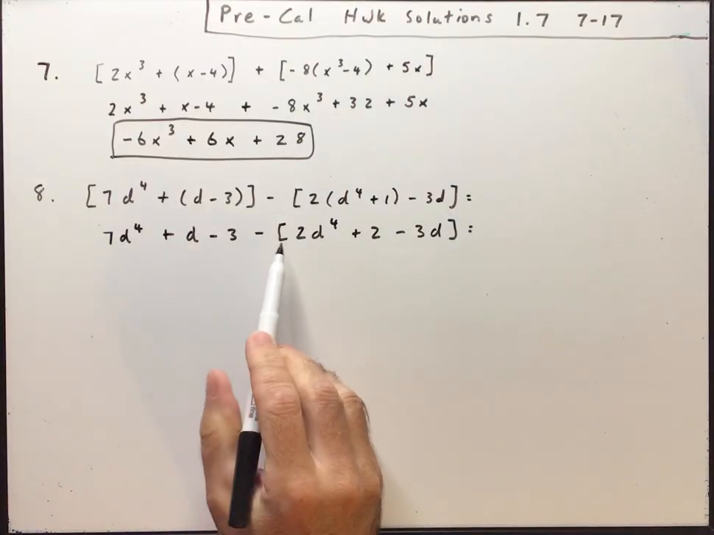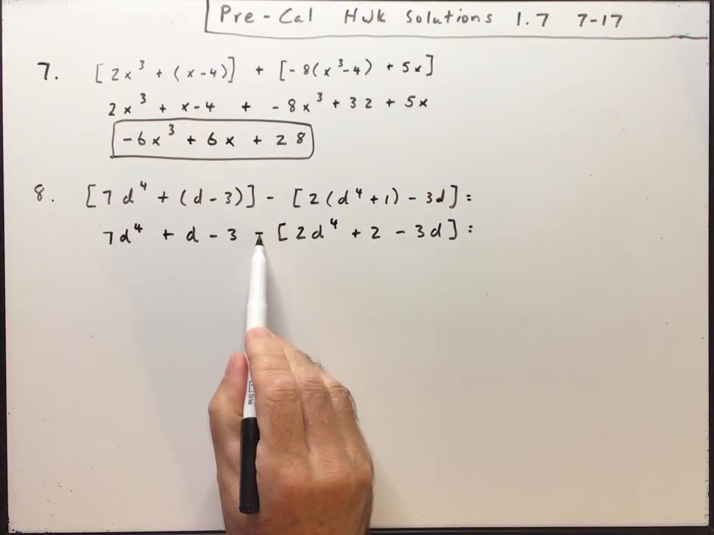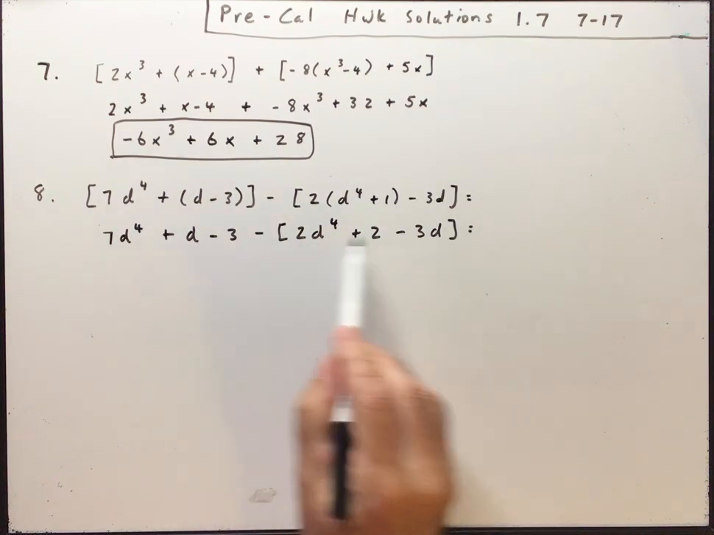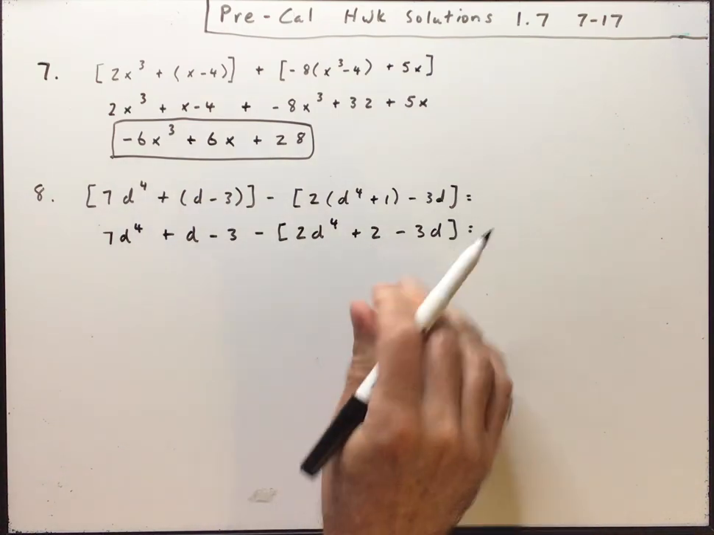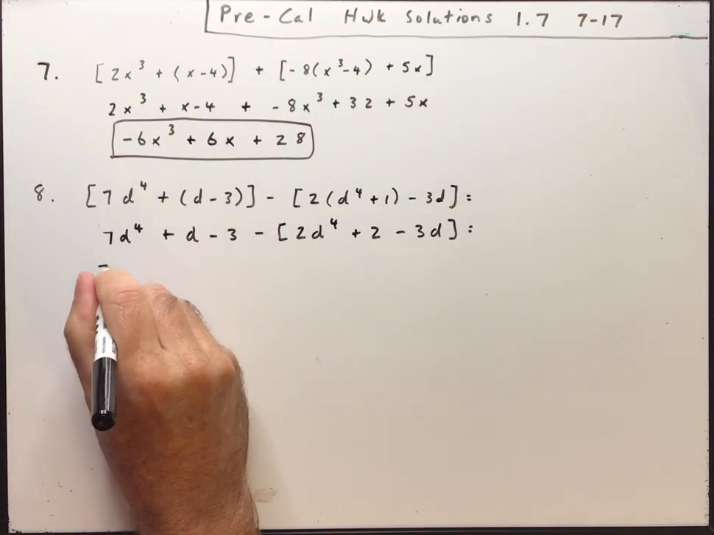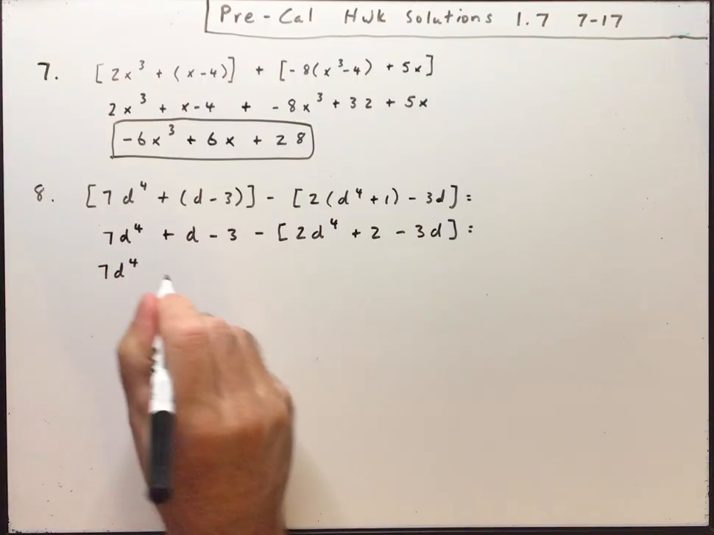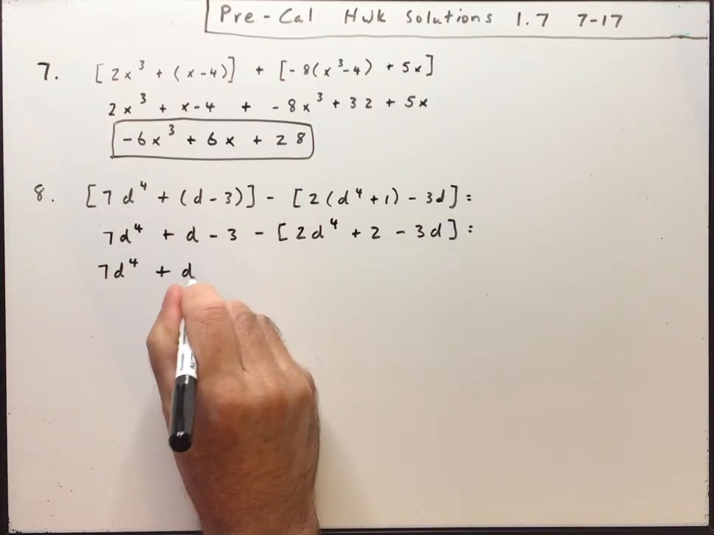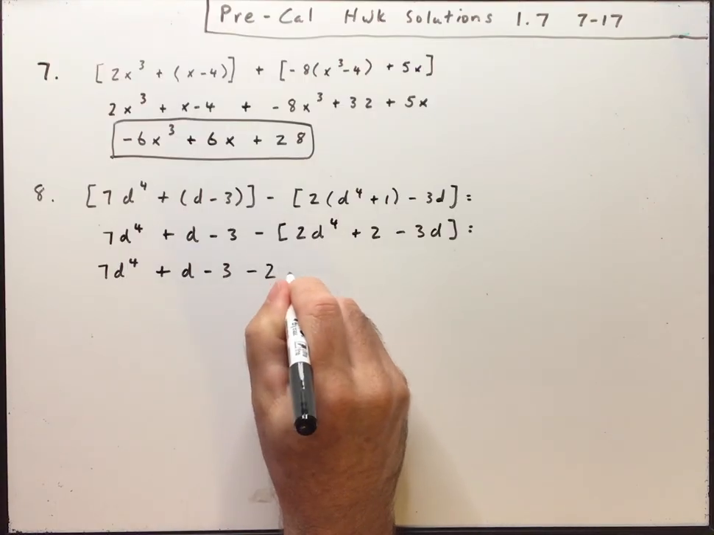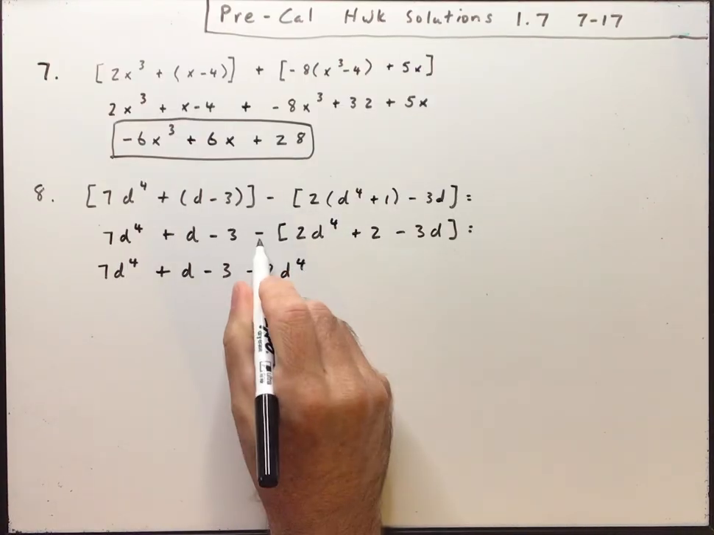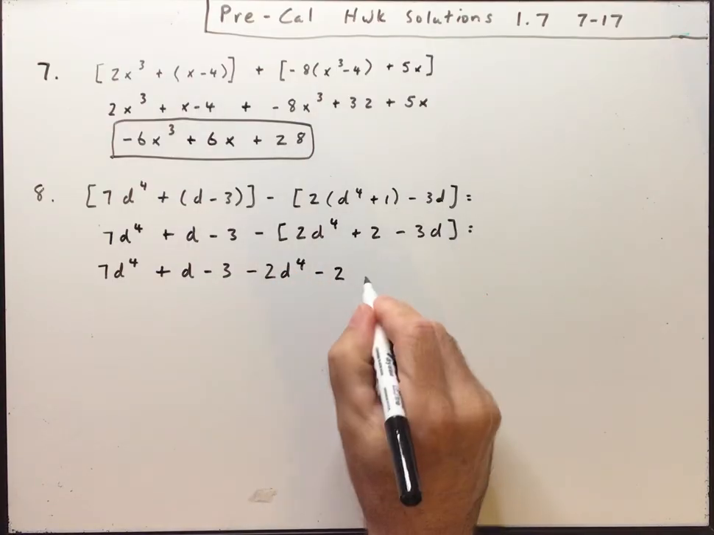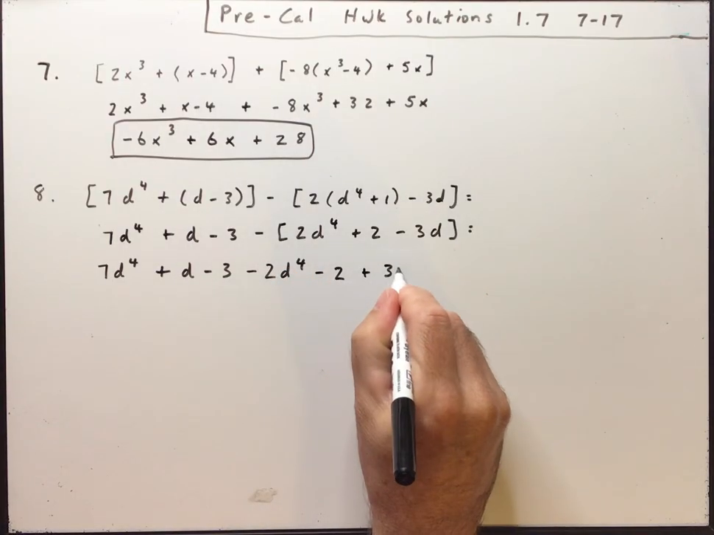Now, with subtracting, what I'll do is distribute this negative sign across each of these three values. So that is subtracting, okay? So we really don't have to pull this underneath. You can if you want, but I think it's a little less work if we just distribute that negative sign. So plus d minus 3, so that would be minus 2d to the 4th, minus 2, and then minus minus makes a plus, so plus 3d.